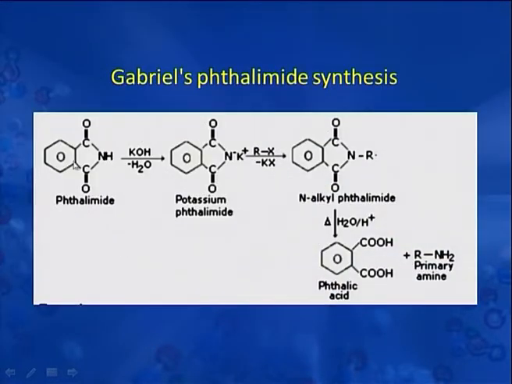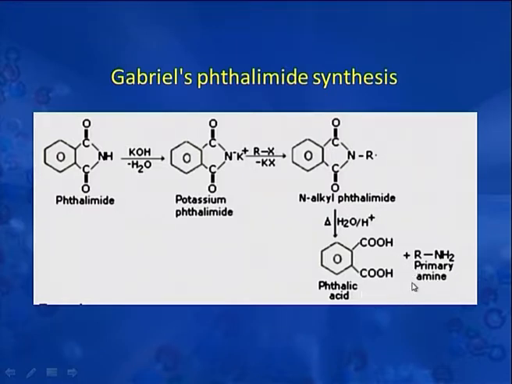You can see here this is phthalimide. It has a nitrogen attached to hydrogen, and this hydrogen is quite acidic in nature because of the presence of these two electron withdrawing carbonyl groups. Because of this, when we treat this phthalimide with potassium hydroxide, the acidic hydrogen is replaced by potassium and we get potassium phthalimide. This potassium phthalimide undergoes a nucleophilic substitution reaction with an alkyl halide and there is formation of N-alkyl phthalimide. This N-alkyl phthalimide upon hydrolysis with water produces phthalic acid along with primary amine in very good yield and pure form.